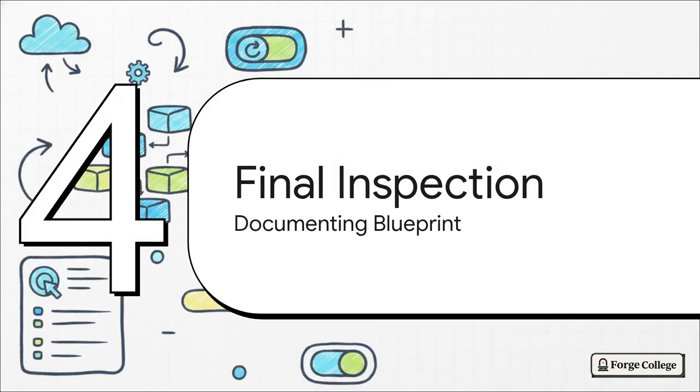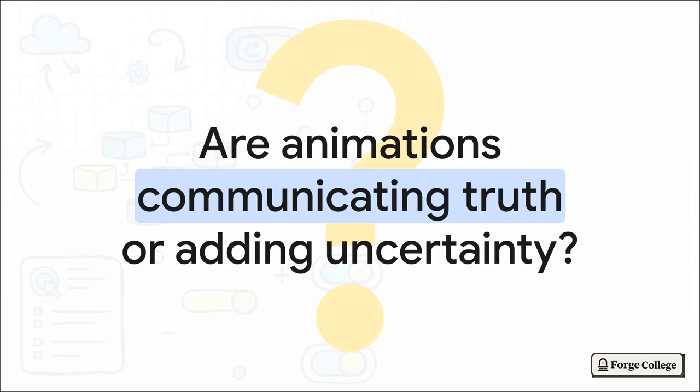And that leads us to our last stop, Section 6, Final Inspection, Documenting the Blueprint. As we wrap up this explainer, the crucial point I want to leave you with is this provocative question. As you design, always ask yourself, are your animations communicating truth, or are they just providing decorative uncertainty? Is your motion actively reducing a user's anxiety about their on-chain state, or is it accidentally adding to it?